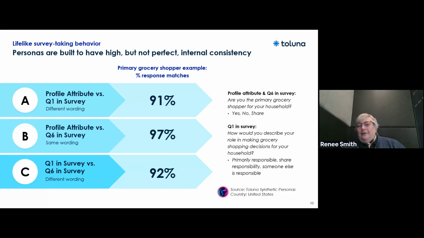So you heard me reference max diff before. They do have the ability to make transitivity errors. Now they don't quite make as many of them as humans because we like to improve the accuracy, but they absolutely can make those errors. All right, so they have lifelike survey-taking behavior.